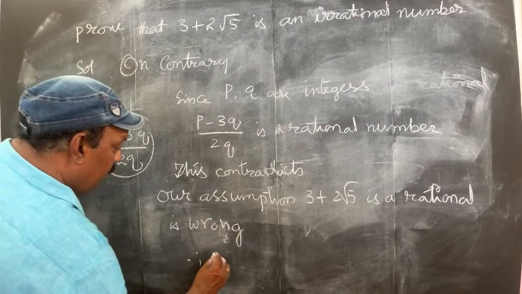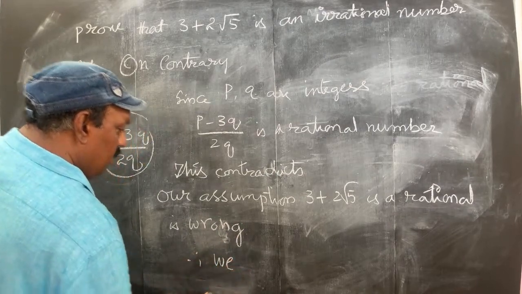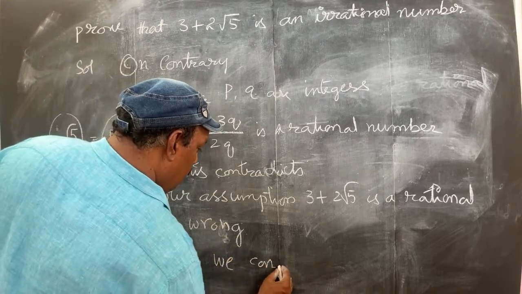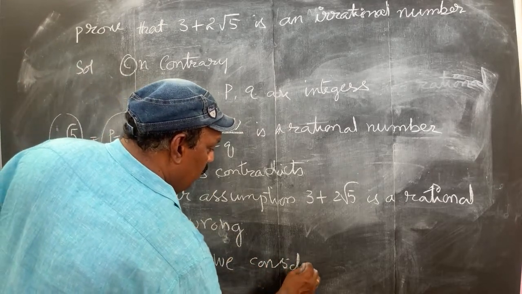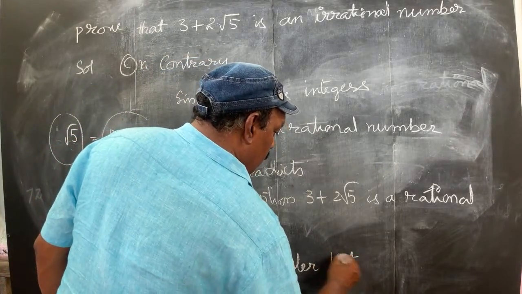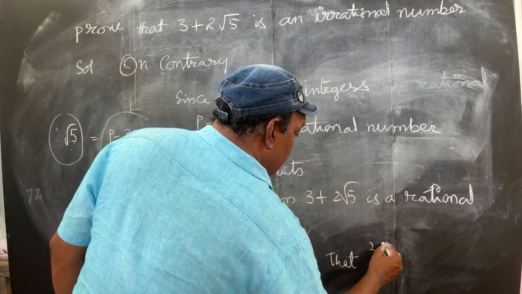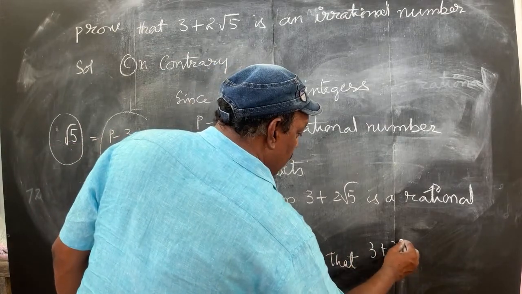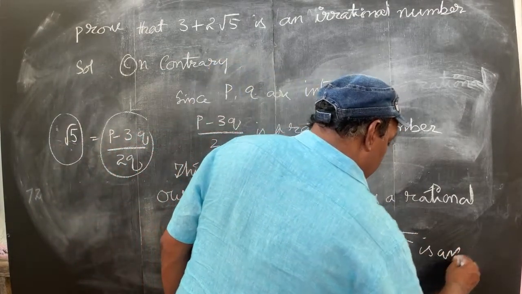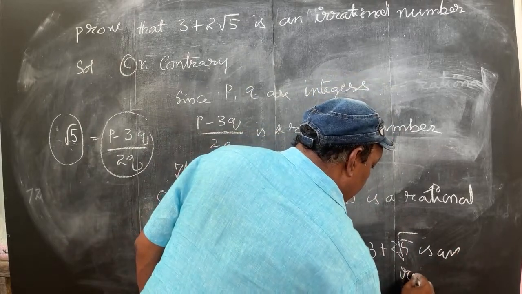Finally, we conclude that 3 plus 2 root 5 is an irrational number.